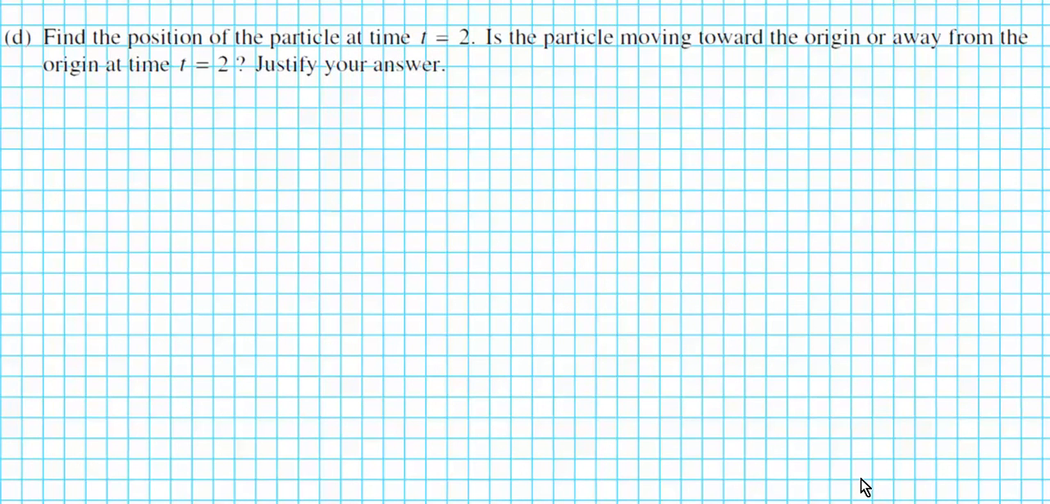All right, let's take a look at number 3D. It says find the position of the particle at time t equals 2. Is the particle moving forward, moving toward the origin, or away from the origin at time t equals 2? Justify your answer. So we have a lot of questions here. So let's start by finding the position of the particle at t equals 2. Okay, so this is a formula that you should be familiar with.